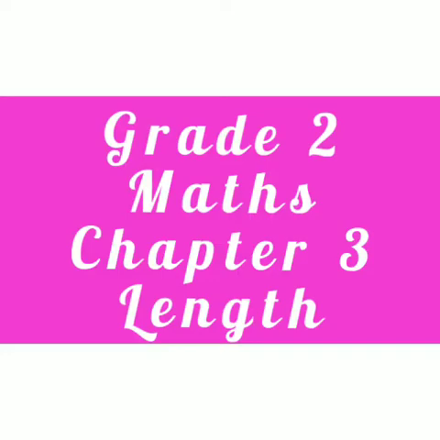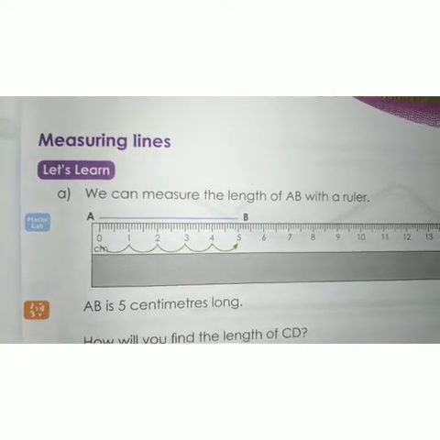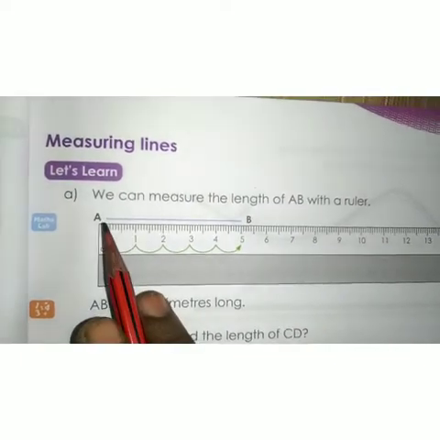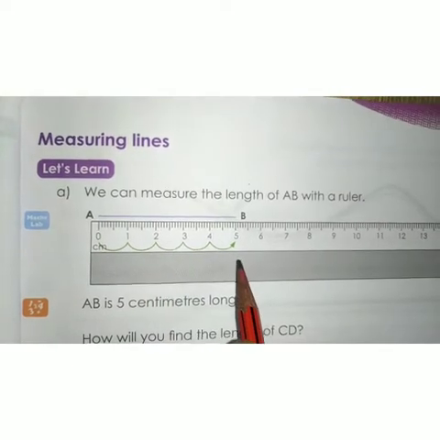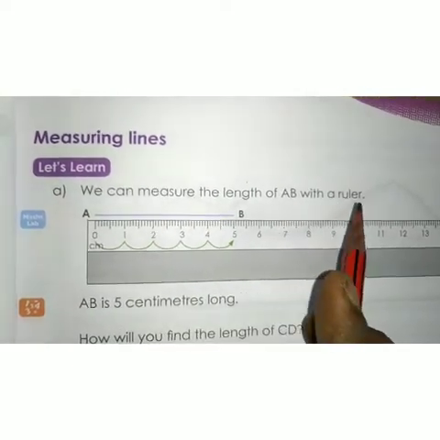Hope you all revised chapter 1 and 2 for the periodic test. Now we are going to continue with chapter 3, length. Measuring lines. How to measure a line? Look at the given image. We can measure the length of AB with a ruler.